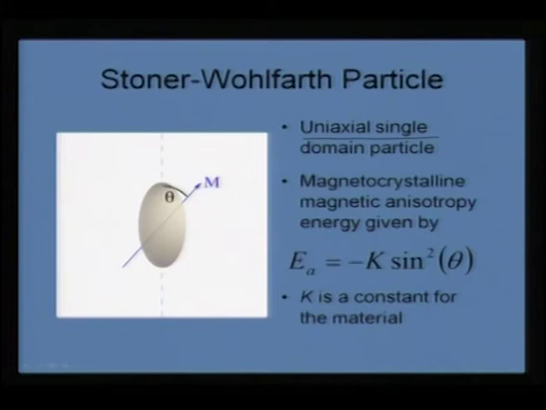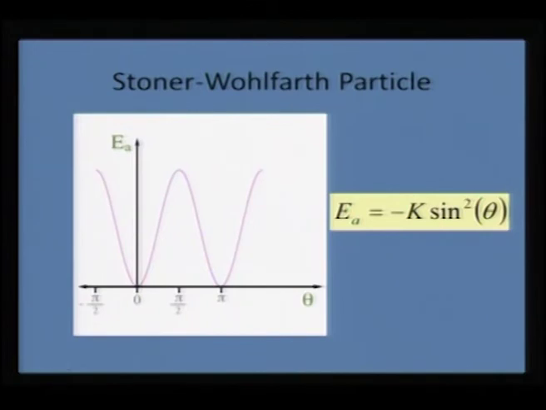The single particles are actually uniaxial single domain particles, and the angle theta they make with respect to the easy axis of magnetization gives you an anisotropy energy, the magnetocrystalline anisotropy energy, which is correlated to sin square theta. Here k is a constant dependent on the material, so your magnetocrystalline anisotropy energy EA is proportional to sin square theta, and you would see the sin function vary as a function of theta.